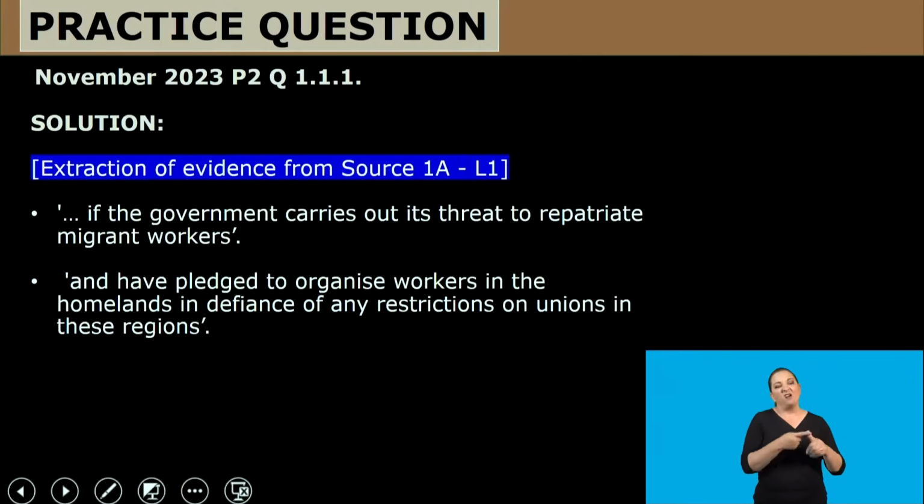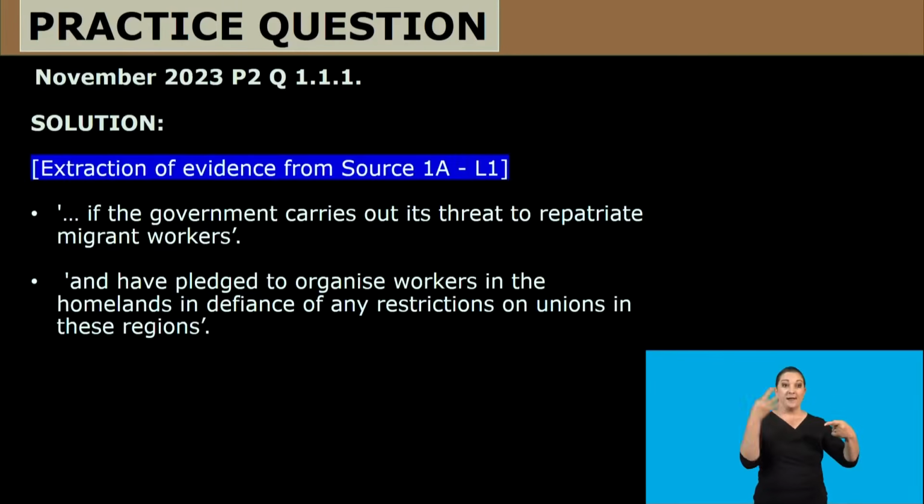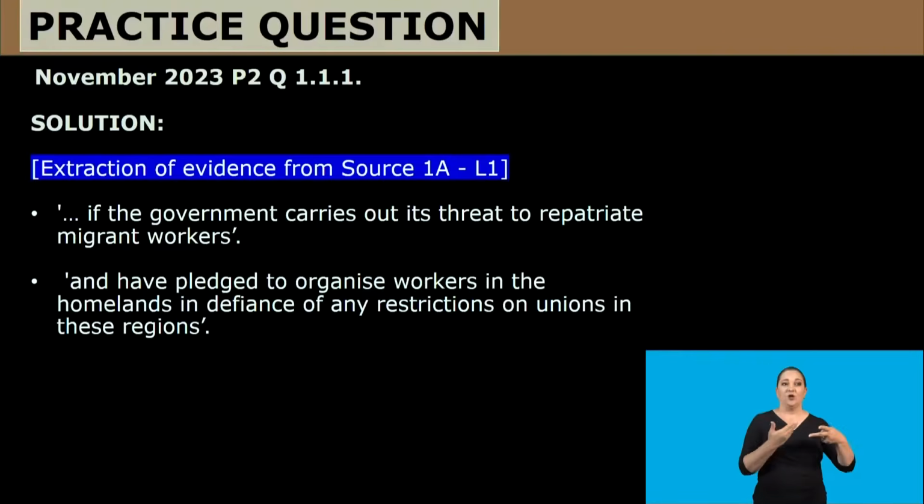Possible solution there is that if the government carries out its threat to repatriate migrant workers, straight extraction from the source. Another possible one is, and have pledged to organize workers in the homelands in defiance of any restrictions on unions in these regions.